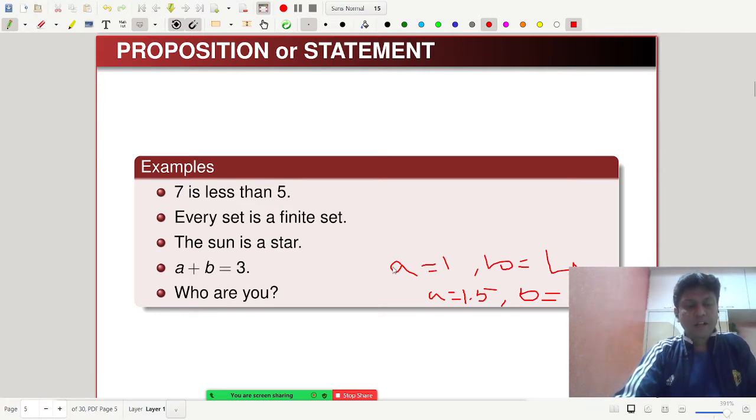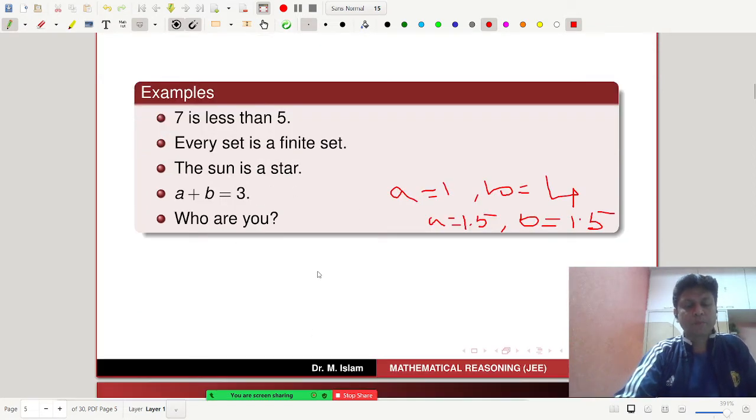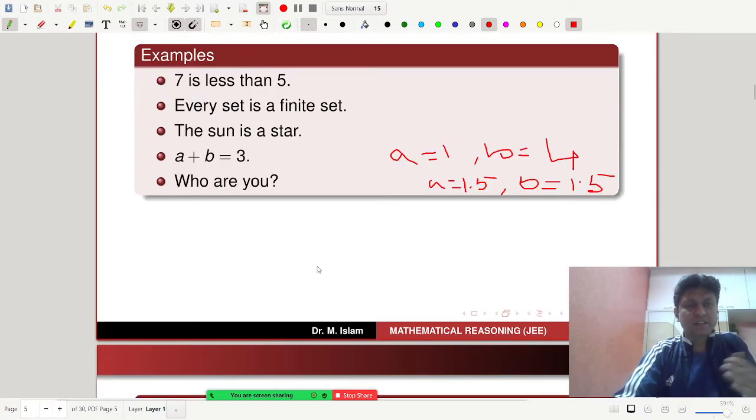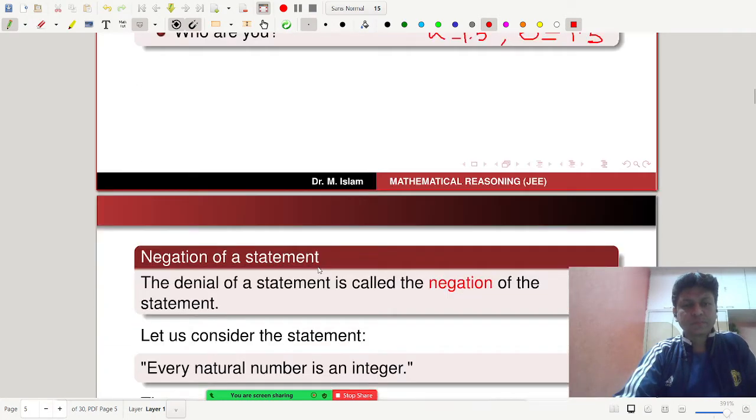Next. Here P is not a proposition because this is neither true nor false. It is an interrogative sentence. So these are some examples where you can say whether something is a statement or not.